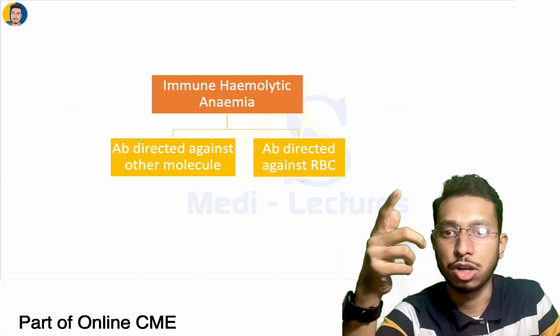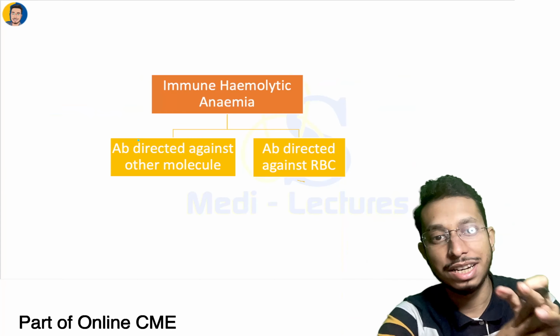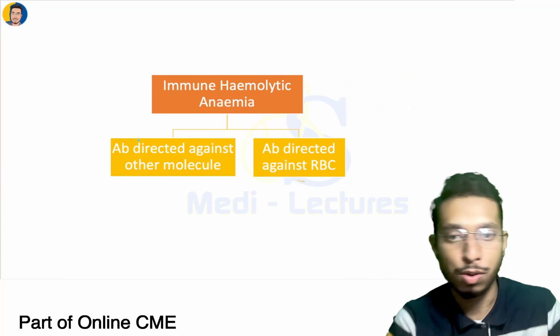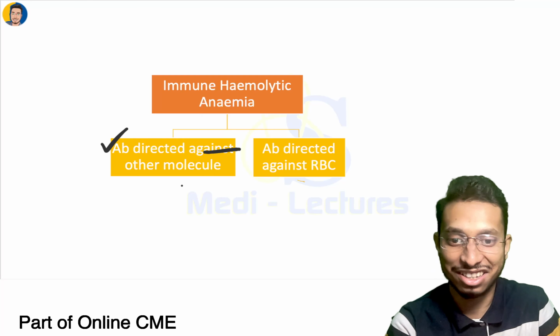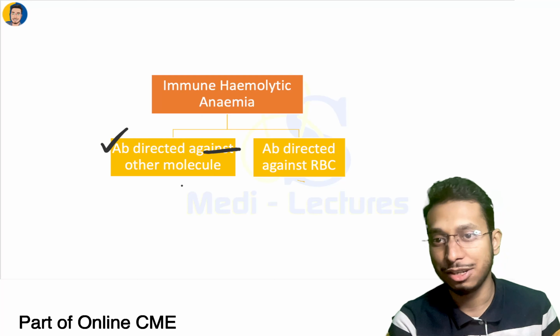That is immune hemolytic anemia. Immunity-mediated hemolysis of red blood cells can be of two types. One, where the antibody is directed against another molecule, and the RBC stands as an innocent bystander and gets lysed. It is mainly seen when immunity is against toxins or drugs. The other is antibody directed against the RBC. This is what we call autoimmune hemolytic anemia, right?